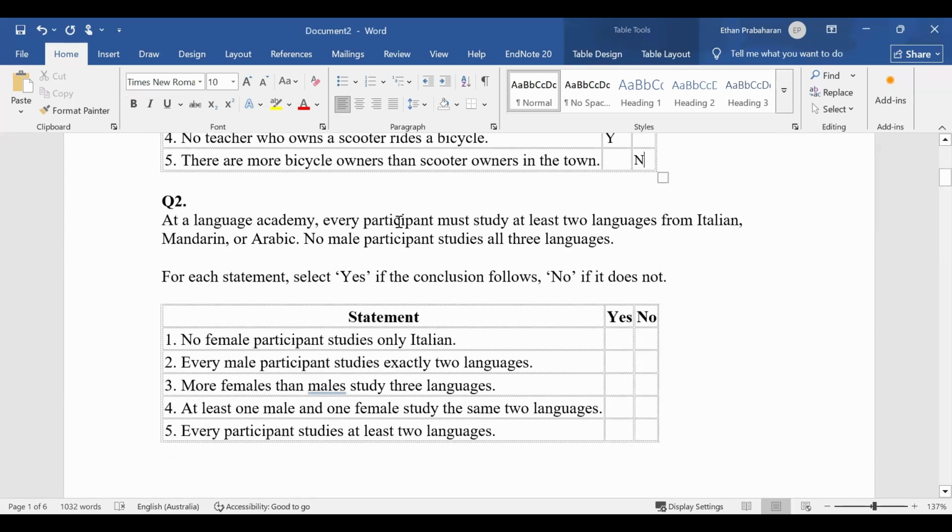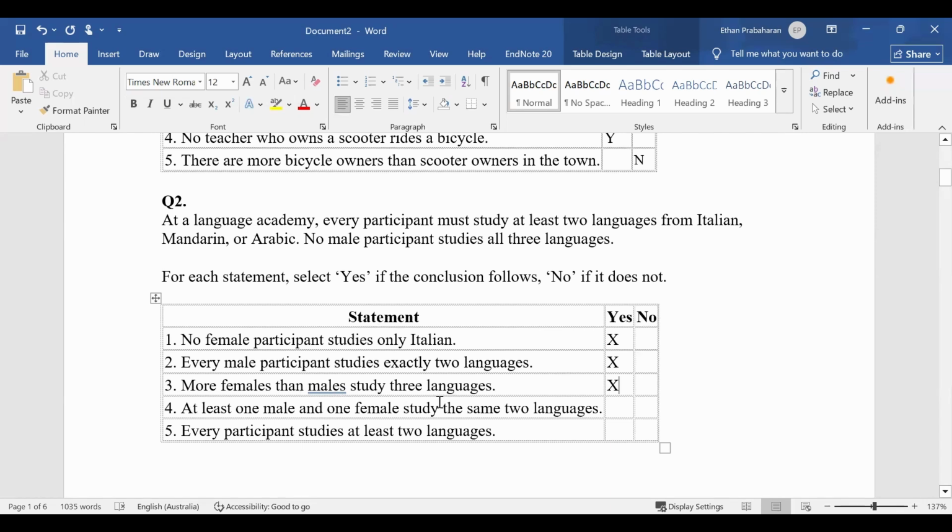All right, next one. Every participant studied 2 languages. No male participant studies 3. Okay, so no female does only Italian would be yes, because they have to do at least 2. Every male does exactly 2 would be yes, at least 2, but none of them 3. Well, one thing we have to look out for is sometimes they do a trick where there could be other languages than these 3, but I think that's yes. More females than males study 3 would be yes. Ooh, they could both be 0. So that's an interesting one. It doesn't have to be yes, but maybe it is yes.